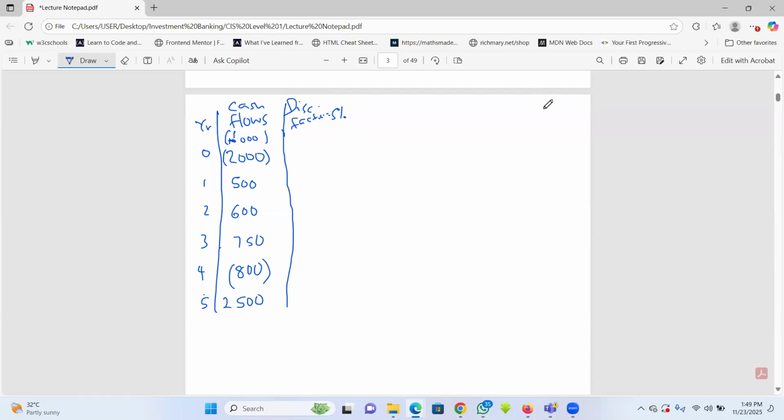You go 1 over 1 plus r raised to power n. Okay, so this becomes 1 over 1.05 raised to power n being your number of years. So for the first one, it is 0. Anything raised to power 0 is 1. 1 divided by 1, 1, 1 here. Are we good with that? Then subsequently, you have to the power of 1, to the power of 2, to the power of 3, up until 5. So let me leave you to give me those values quickly.